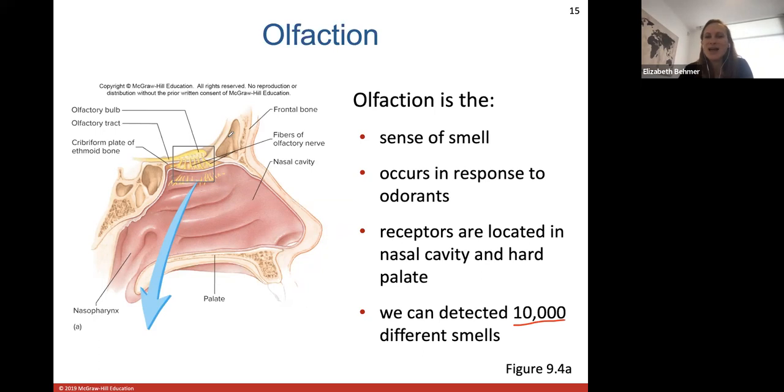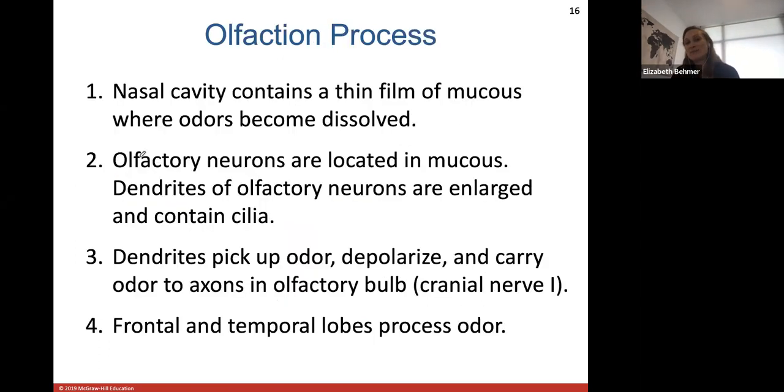But we can detect a lot of smells, and you can see here, here's the olfactory nerve coming up to the nasal cavity, and it has fibers of the olfactory nerve that are embedded within the nasal cavity, and they're embedded within this mucus that will dissolve the chemicals from these odors you smell. And those chemicals that are dissolved from the odors will then get transferred or changed into an action potential. Then that gets sent up to your brain.